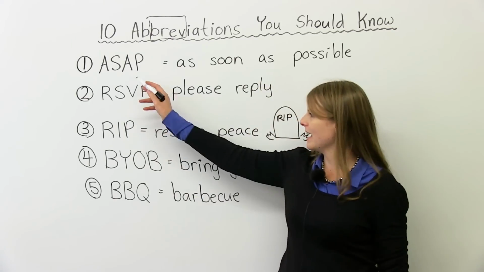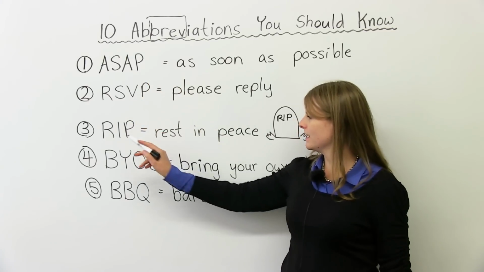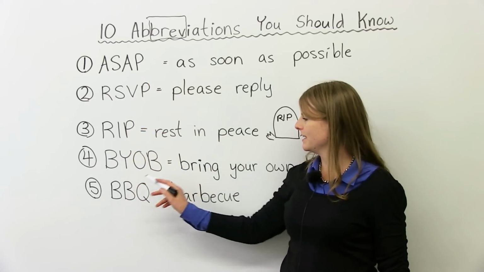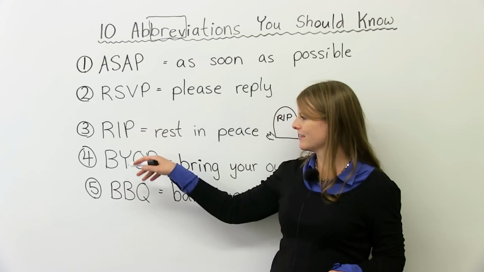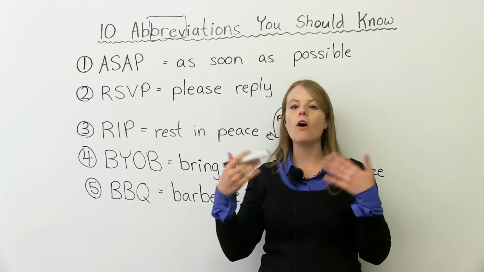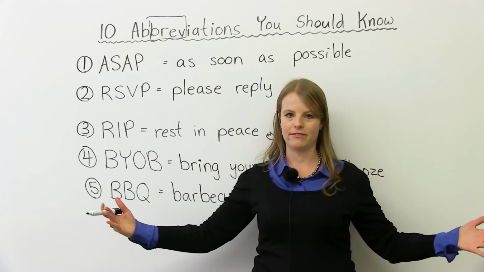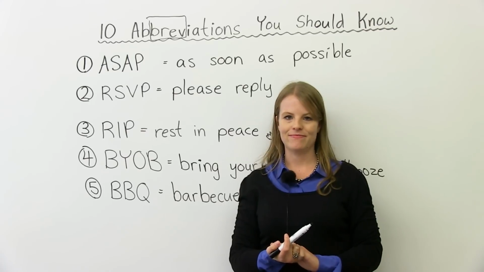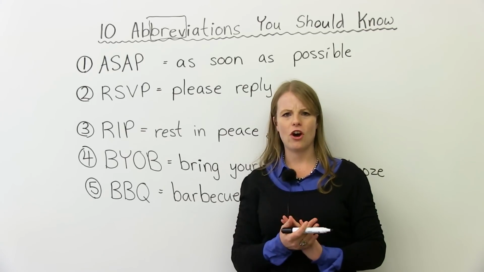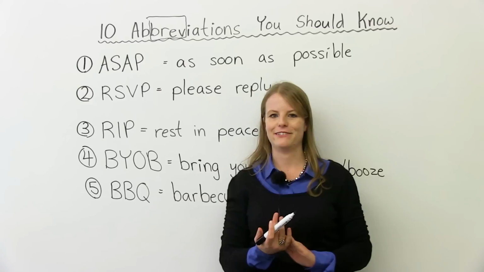So for example, ASAP, RSVP, RIP, BYOB, BBQ. You see the pattern? We have capital letters and they all stand for something that's longer. So it's a short form of a word or a sentence. So let's look at 10 common abbreviations.